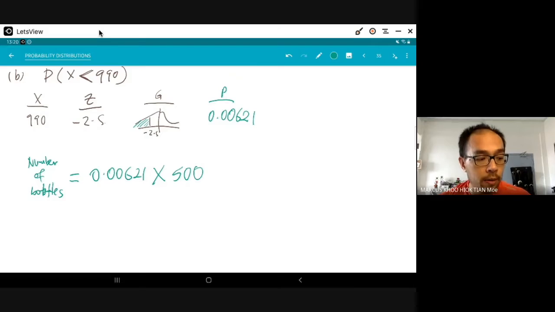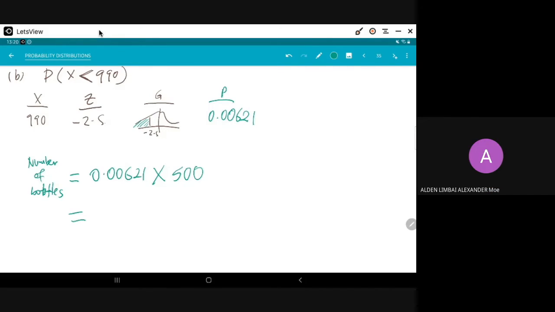Okay, that's how scientists and mathematicians and engineers and accountants and whatever field we use estimates to figure out how many bottles will be defective, how many light bulbs will break when you manufacture. There is a probability element to all of this. Okay, sorry, what's the answer, please? 3.105.